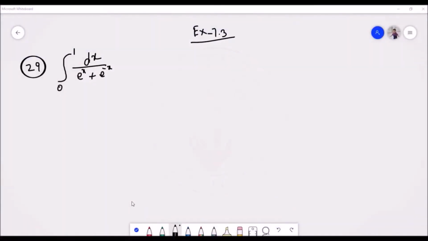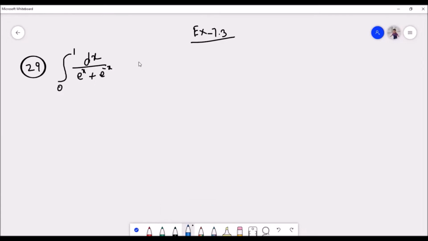Now problem number 29 of exercise 7.3. Integration of 0 to 1 dx divided by e power x plus e power minus x. So this is a definite integral problem.